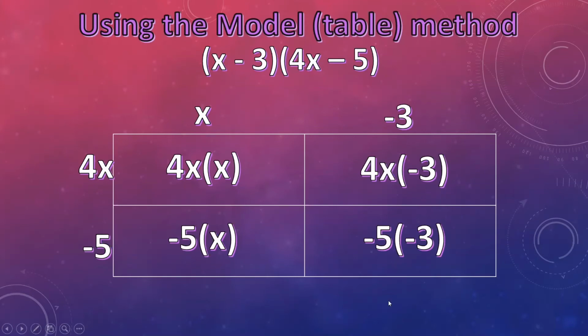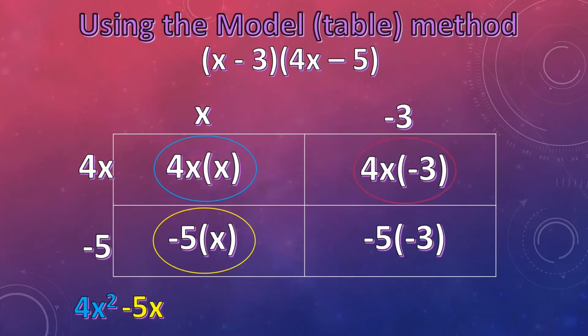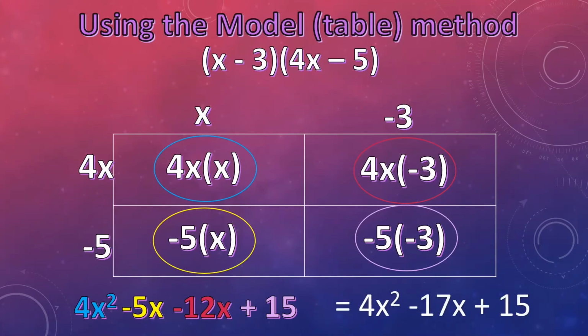Okay, when we go through, 4x times x, 4x squared. Negative 5 times x, negative 5x. 4x times negative 3 is negative 12x. And negative 5 times negative 3 is 15. Look what I have here. I have like terms in the middle. That is how I got that 17x. Okay, they were both negative.